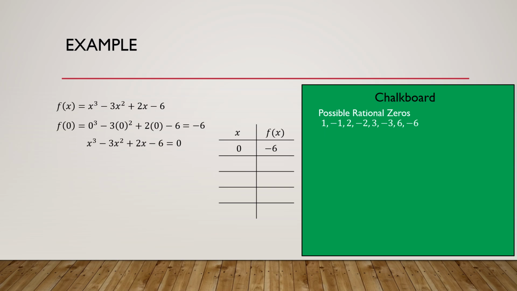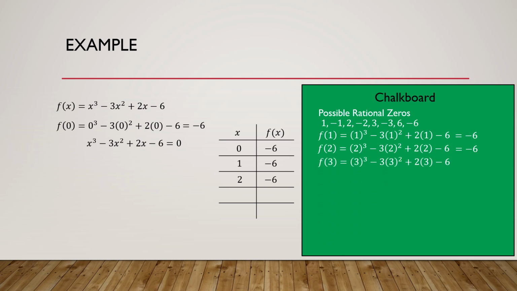We'll start with f of 1. f of 1 equals 1 cubed minus 3 times 1 squared plus 2 times 1 minus 6, which equals -6. This is not a zero of the function, but 1, -6 can be saved as a test point. Next, we'll try f of 2. f of 2 equals 2 cubed minus 3 times 2 squared plus 2 times 2 minus 6, which equals -6. Again, this is not a zero, but 2, -6 can be saved as a test point.